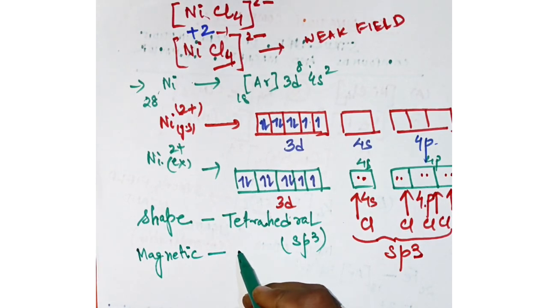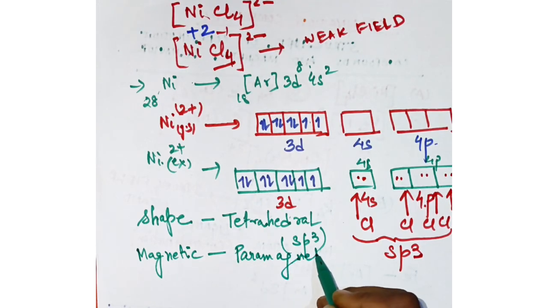And what is the magnetic behavior? Is it diamagnetic or para? It is paramagnetic, because it has 2 unpaired electrons. So we have done nickel also. We'll go to the other example.